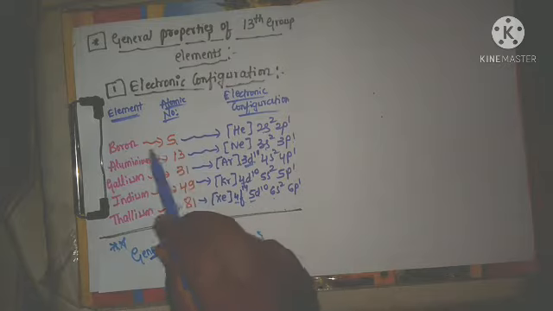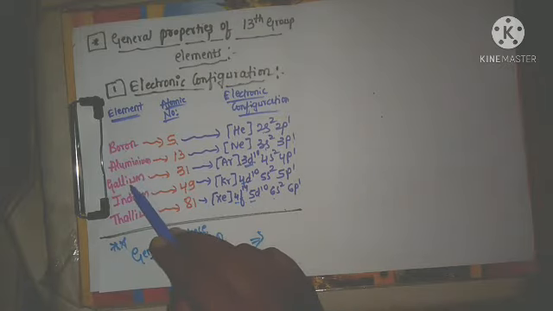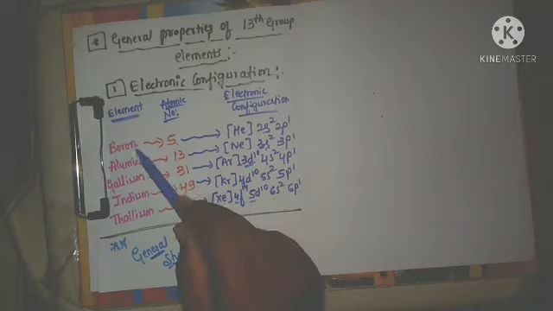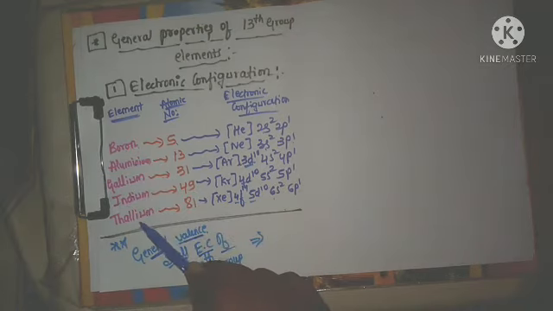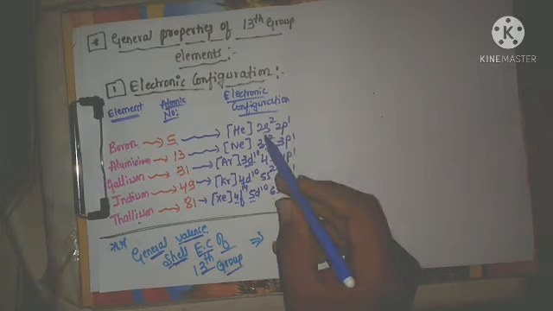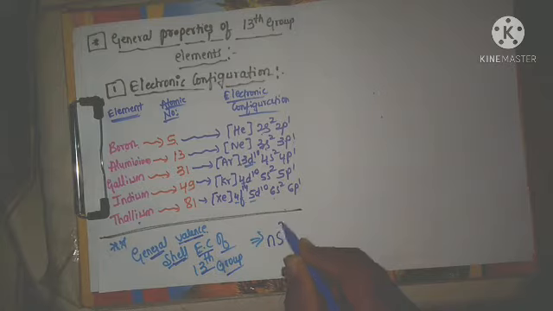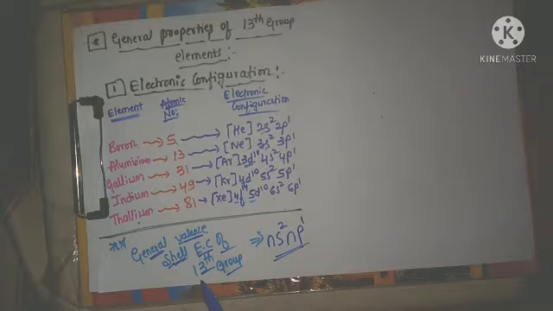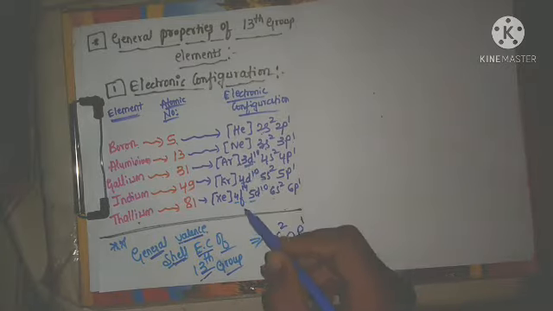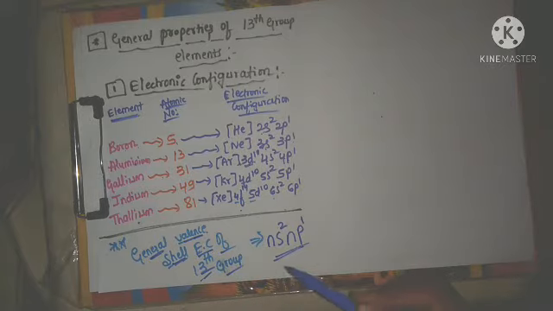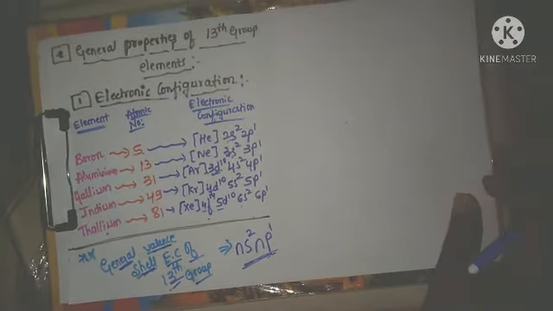Means here n value is 2 for boron, aluminium n value is 3, for gallium n value is 4. Period number: second period, third period, fourth period, fifth period, sixth period. If you check only n numbers, here it is 2s2 2p1, 3s2 3p1, 4s2 4p1. Indirectly it is ns2 np1. This is the general valence shell electronic configuration for which group? 13th group. I took only n values. I am not considering n minus 1, n minus 2, etc. Only n value, what is the general valence shell electronic configuration of the 13th group? ns2 np1.